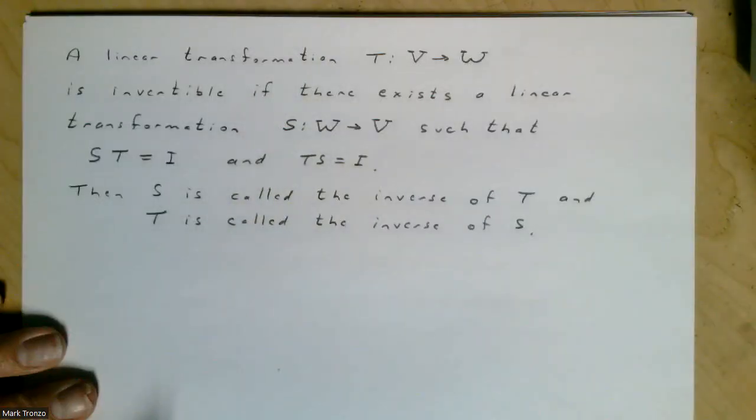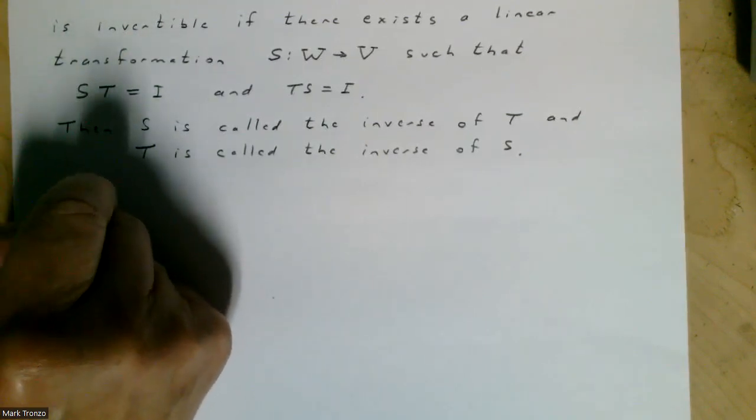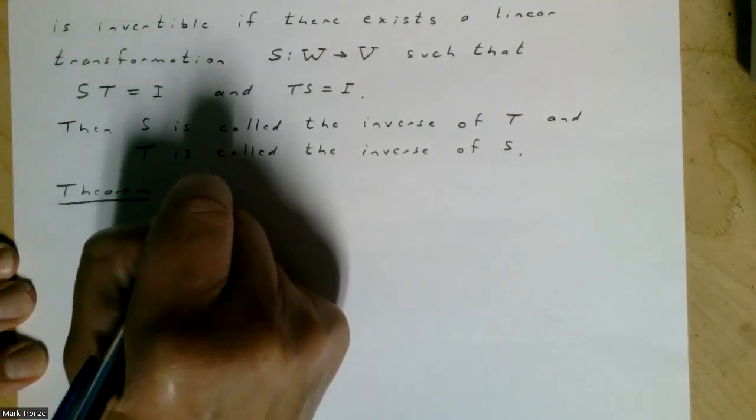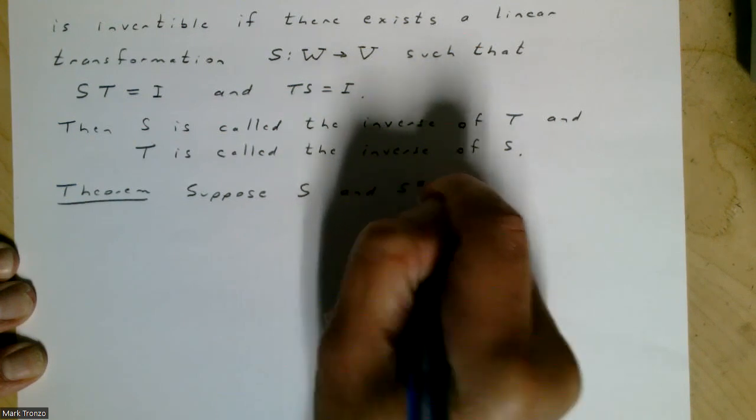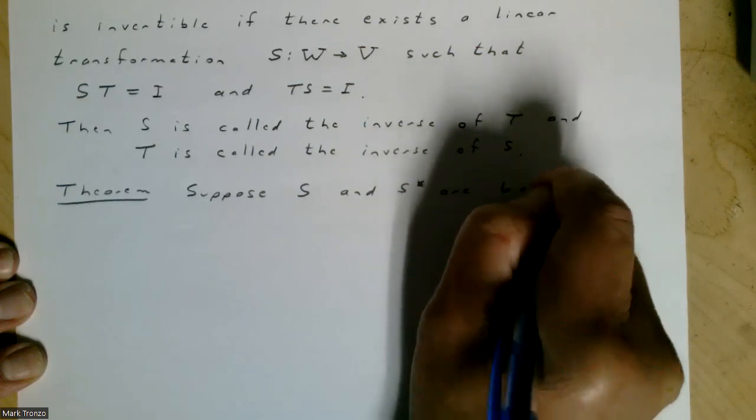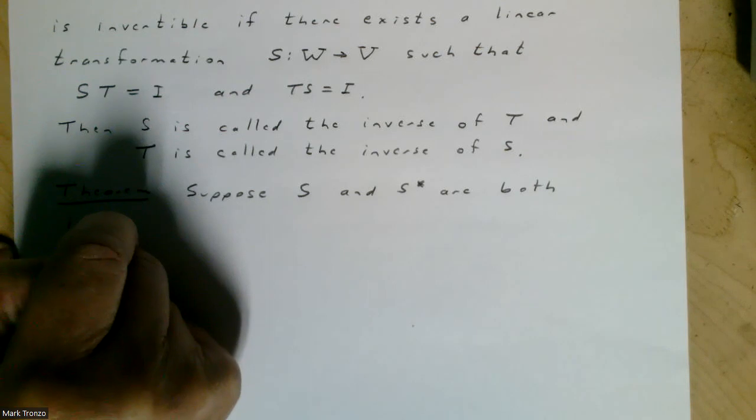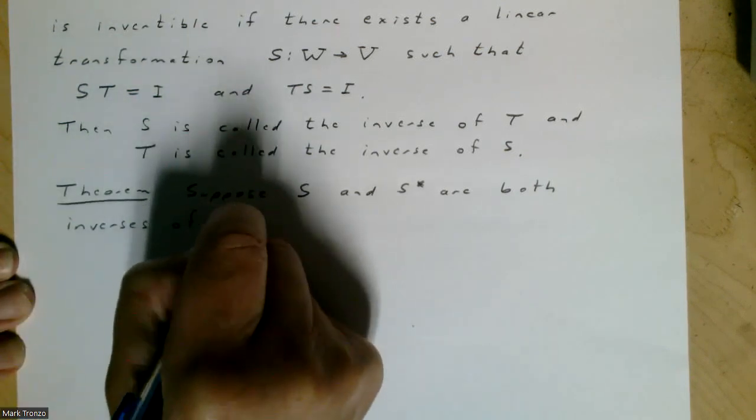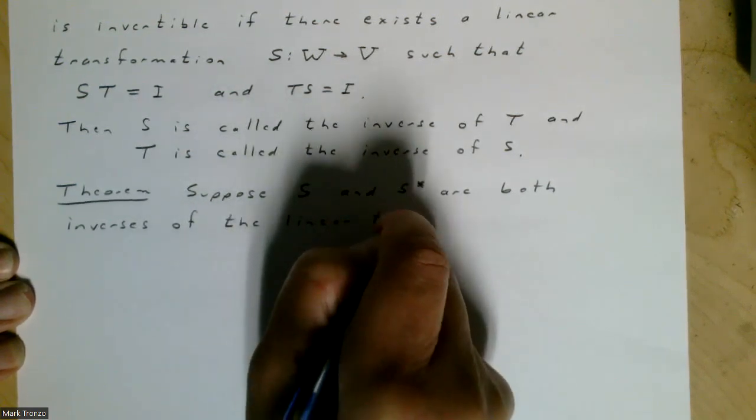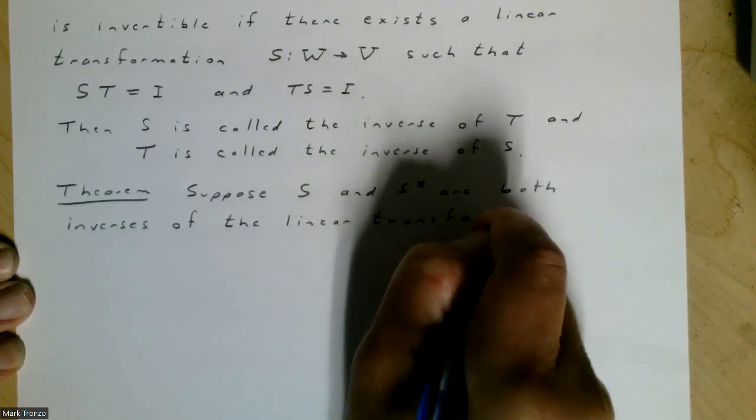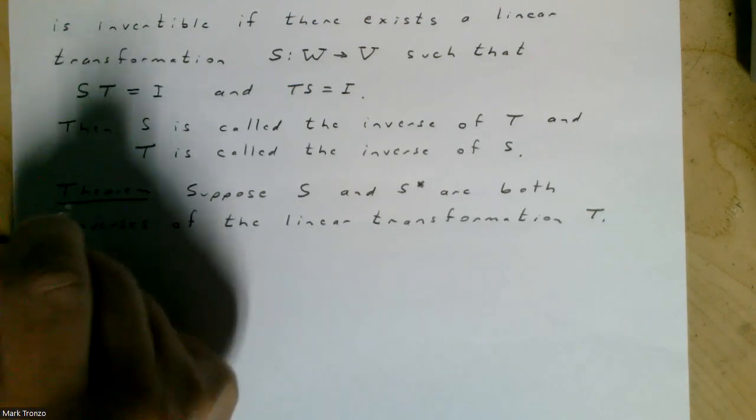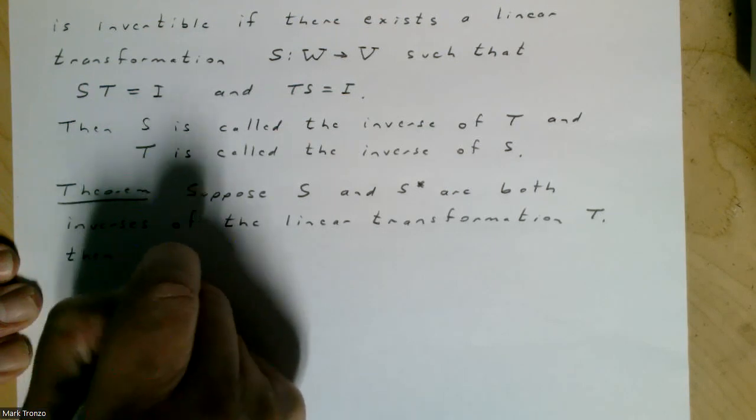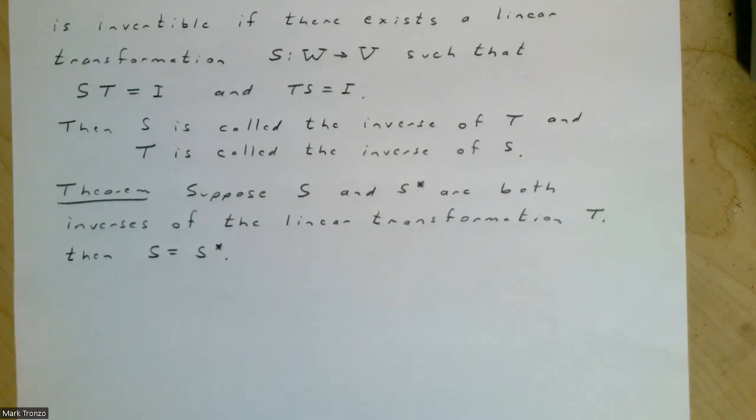And now we have a theorem. Suppose S and S star are both inverses of the linear transformation T, then S is equal to S star. In other words, there can be only one inverse.